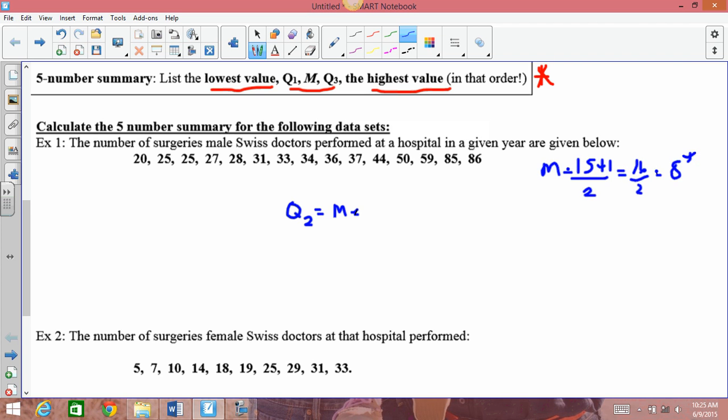That tells me to take the 8th entry in my list. If I'm counting over, the 8th number in my list is 34. I'm going to box that in. So my median is 34.